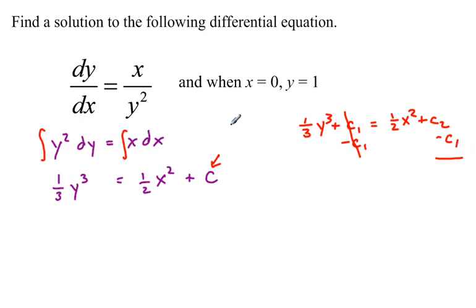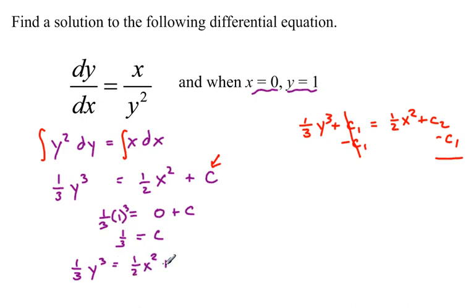Now we can figure out c because we're given initial conditions. We are told that when x equals 0, so if I put in a 0 here, y equals 1. So I've got 1/3 times 1 cubed, and so c clearly equals 1/3. So now I rewrite this: 1/3 y cubed equals 1/2 x squared plus 1/3.